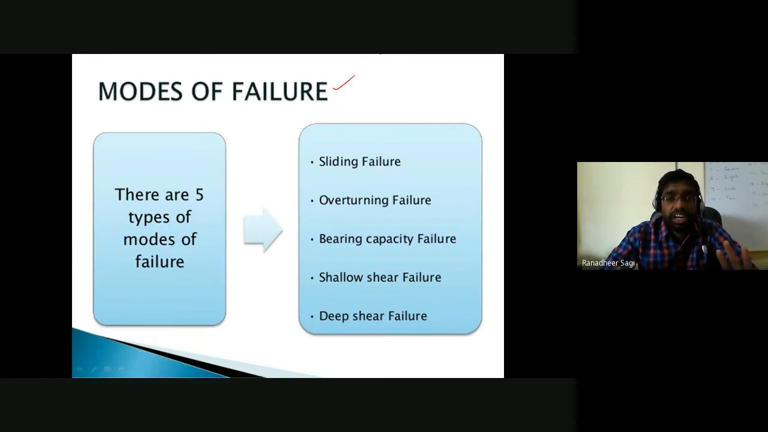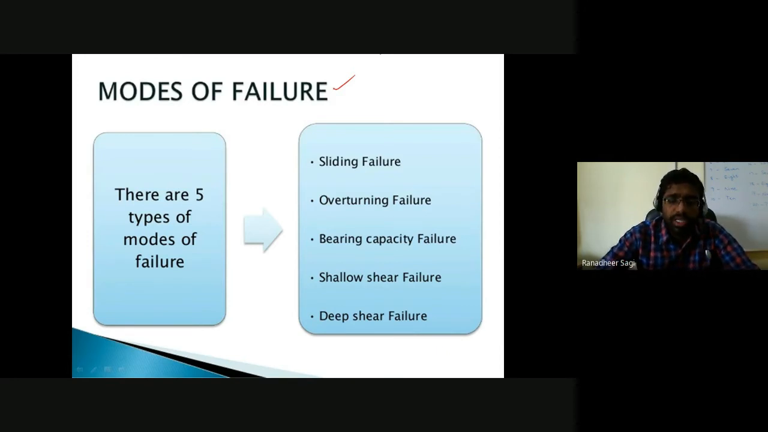If that cannot be distributed for whatever reason, then we say the failure is happening in the soil below the foundation, and that's what we call bearing capacity failure. So the soil below the foundation is not bearing the load coming from the structure. In such a case, the failure is called bearing capacity failure. And sometimes the soil below the foundation might be capable of taking the load coming from the foundation, but in the process of carrying that load, the soil might undergo more settlement, beyond the permissible limit as per the standard codes. In such a case also we say your foundation has undergone failure.